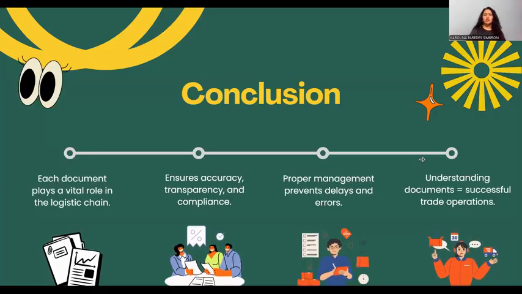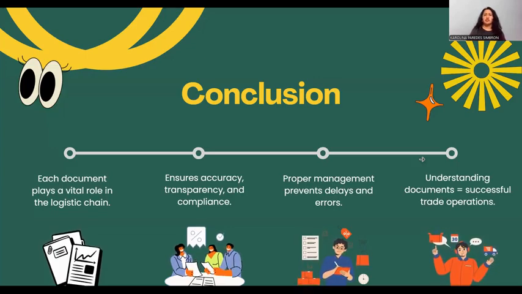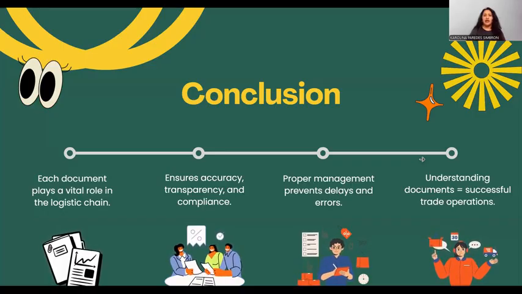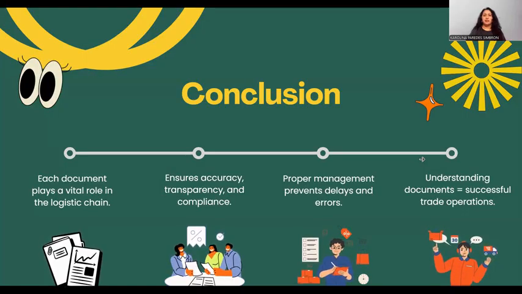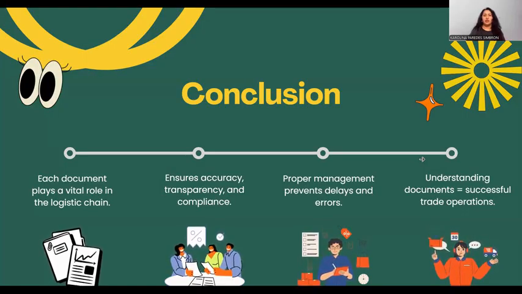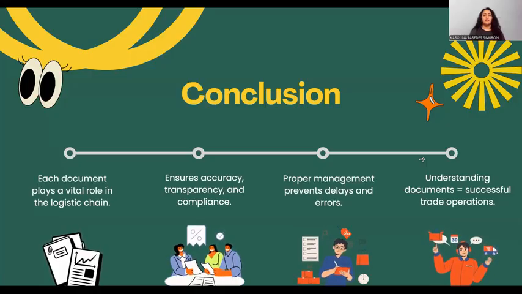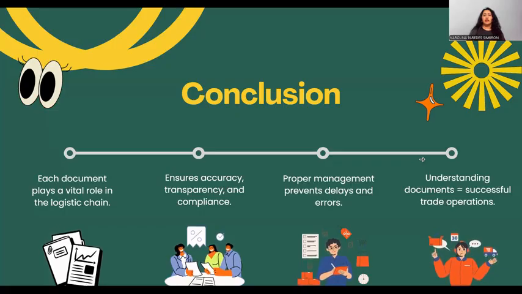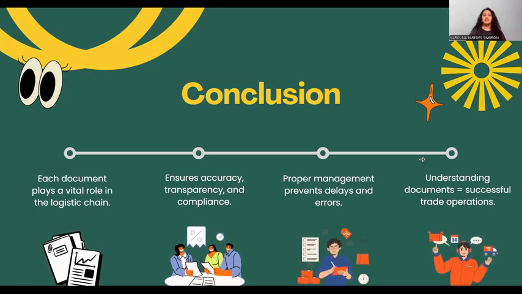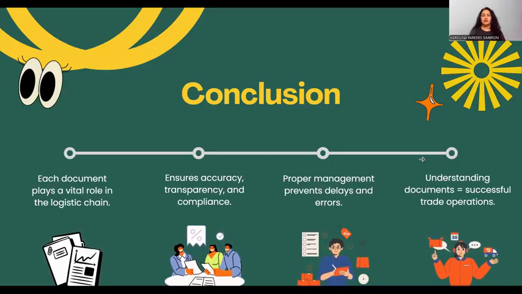Conclusion. In conclusion, we found that every document in the logistics chain has a key role. From the purchase order to the delivery note, each one ensures accuracy, transparency, and coordination among all parties. By managing documents properly, we can avoid mistakes, delays, and legal problems. Therefore, we believe that understanding and applying these documents correctly is essential for efficient and successful international trade.